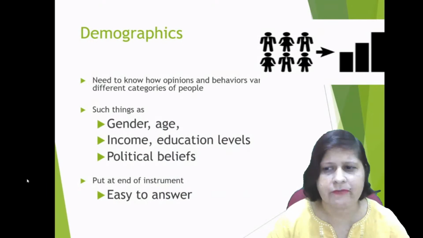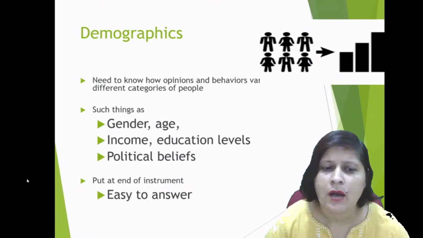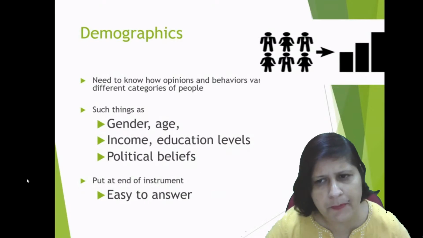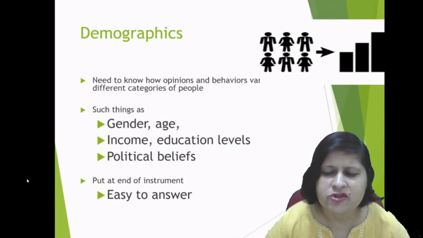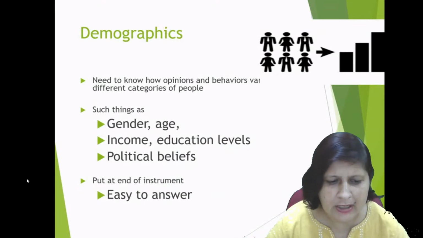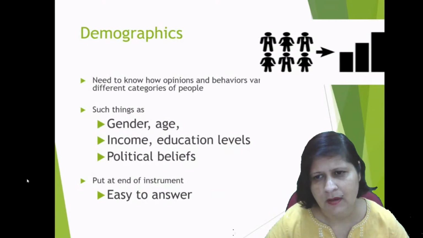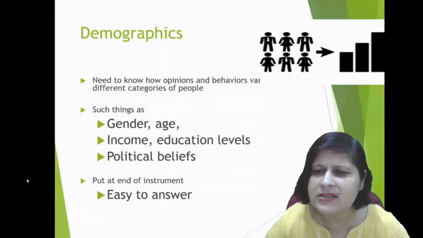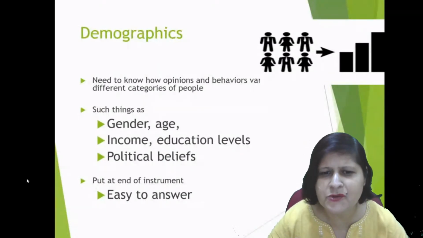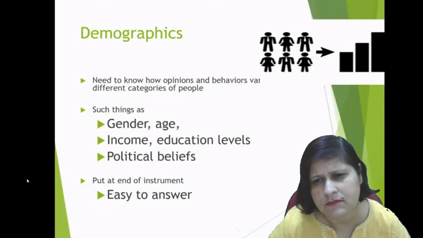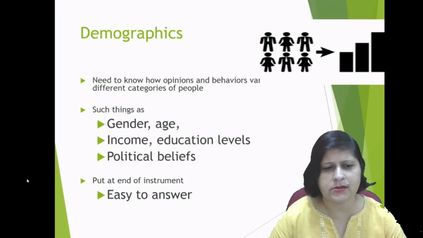Demographics: you need to know how opinions and behavior vary across different categories of people, such as gender, age, income, education level, political belief. Put them at the end of the instrument. If you want to get some demographic responses, then put them at the end, and it should be easy to answer.